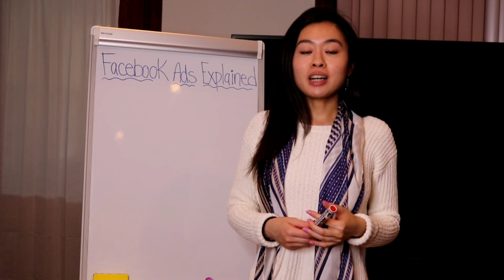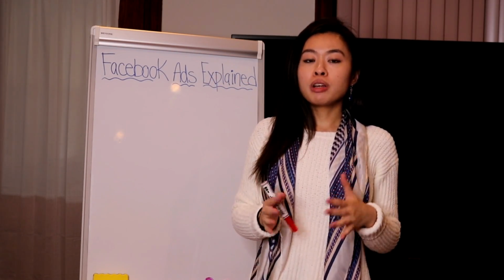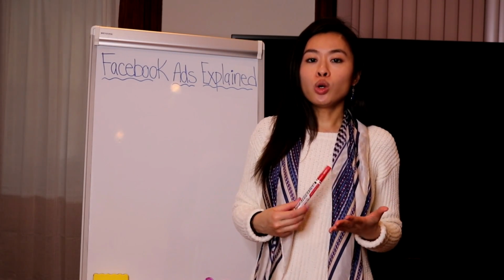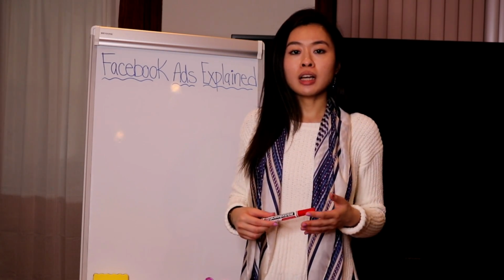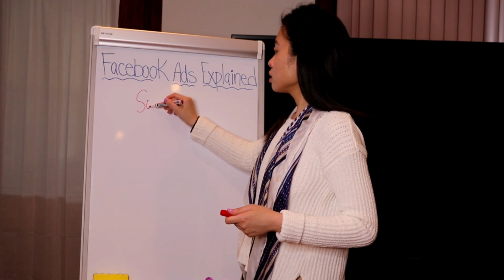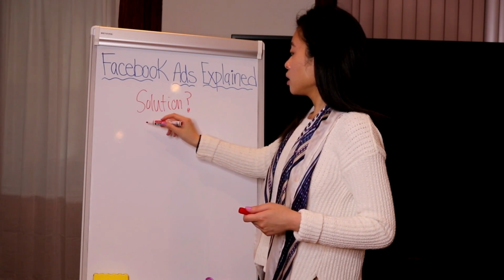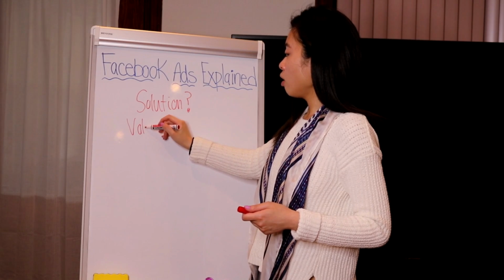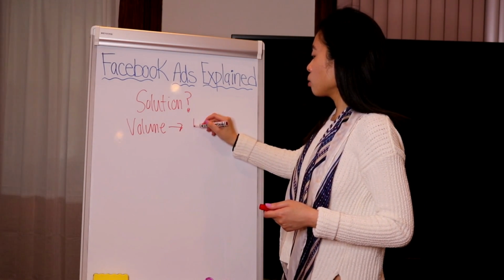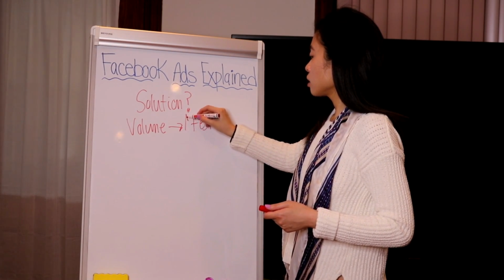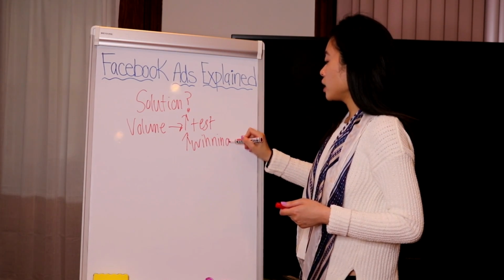Alrighty guys, so we are back here, and I just erased the board again. And going back to what I mentioned previously, you need to find a good winning design, a good winning product. And how you're going to find that, the solution to you having no sales, is volume. And what I mean by that is the more you test, the higher chance you have of finding a winning product.